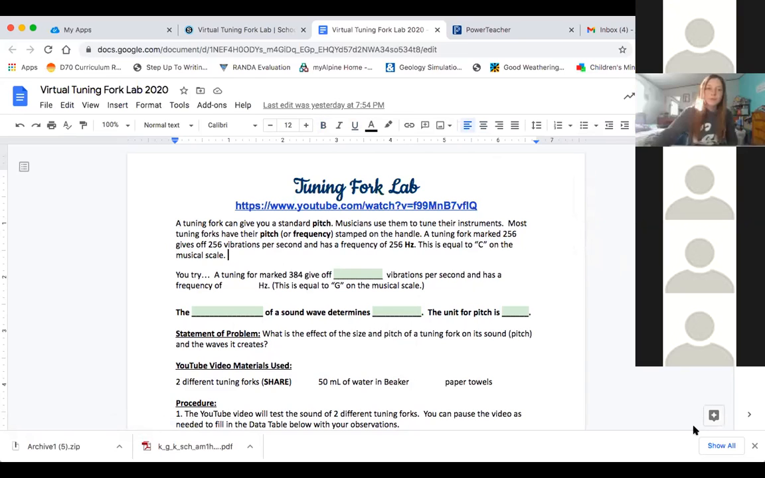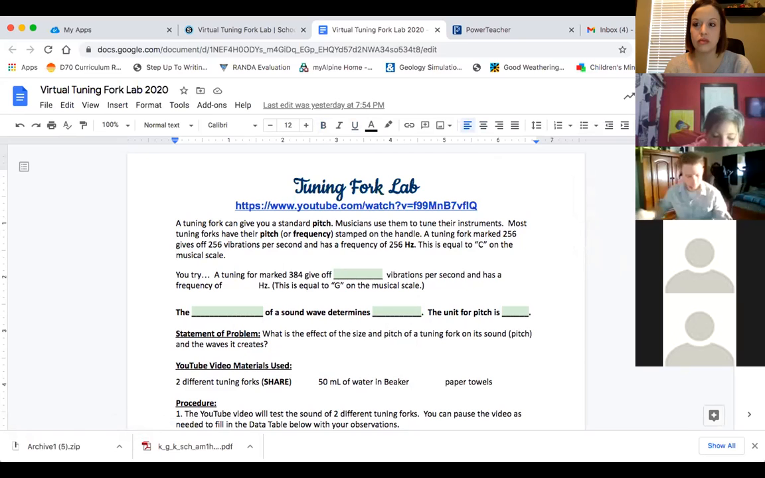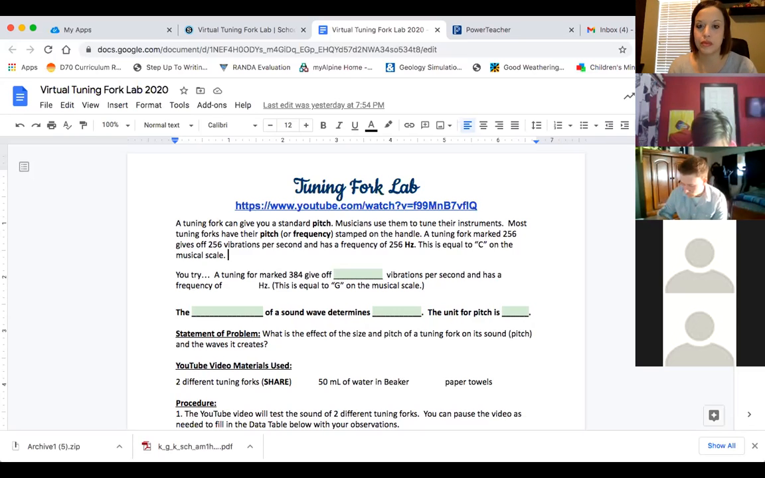A tuning fork can give you a standard pitch. Musicians use them to tune their instruments. Most tuning forks have their pitch or frequency stamped on the handle. A tuning fork marked 256 gives off 256 vibrations per second and has a frequency of 256 Hz. This is equal to C on the musical scale.